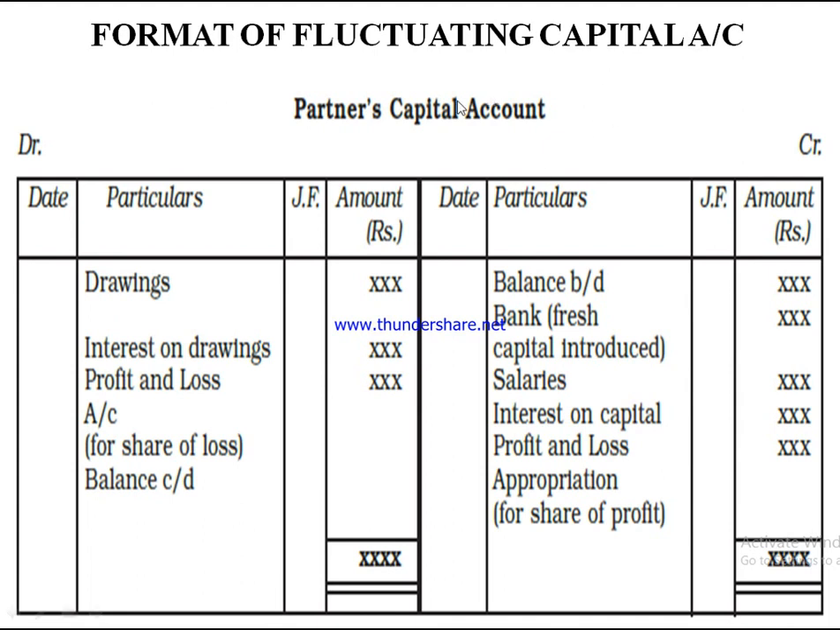So this is the format of partner's capital account in the fluctuating method. In this method, we are preparing only a single account. All the transactions related to the partners are recorded in the single account. On the debit side, we have drawings, interest on drawings, or any loss from profit and loss appropriation account, and on the credit side we have balance brought down, then any other capital contribution, salaries, interest on capital, and profit from profit and loss appropriation account. Then we total both the sides, and we get a balance carried down in the debit side column.